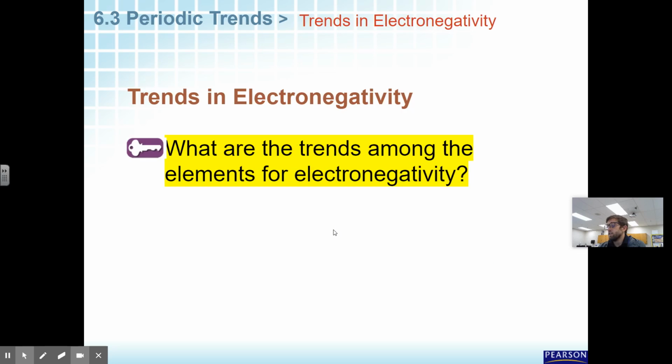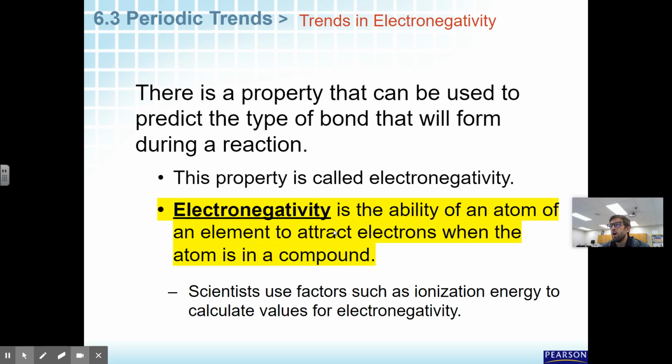The last trend we're going to talk about today is electronegativity. Out of all the trends on the periodic table, electronegativity may be the most important. If I had to pick one, I would say it's probably the most important for the rest of the school year. Electronegativity is the ability of an atom of an element to attract electrons when the atom is in a compound. Basically, it's how well it can take an electron from something else.